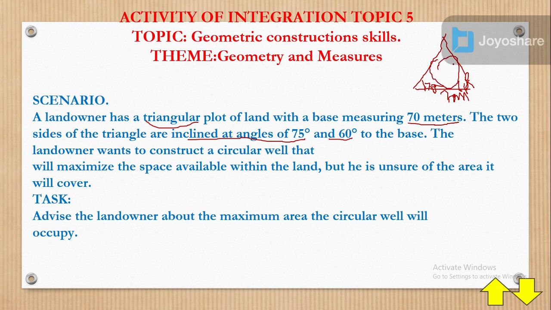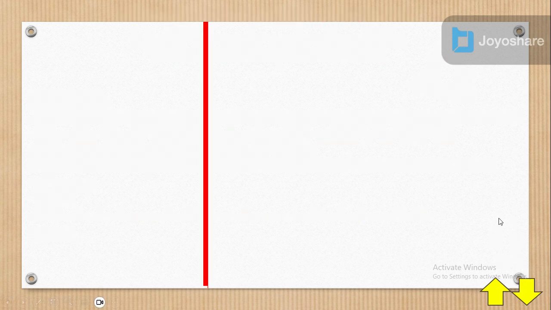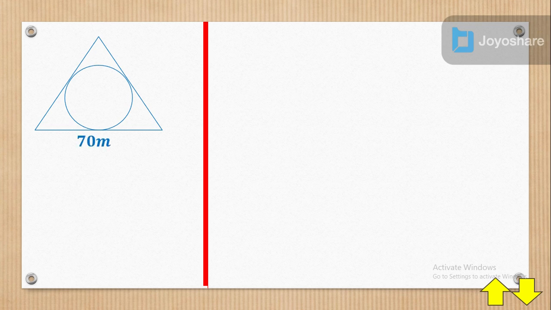Now look at that whole question. It tells you about inscribing a circle in a triangle. So to start off, you always have to begin with a sketch. The sketch is a triangle with the circle inside, and the base is also 70 meters.